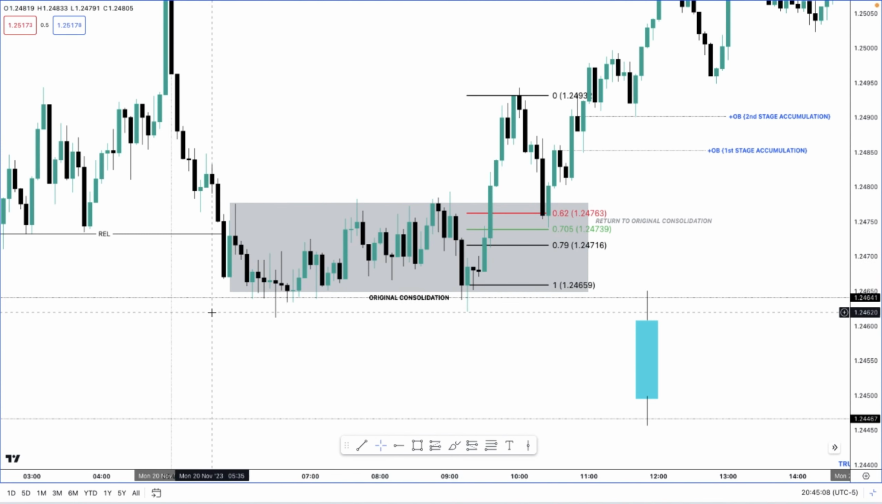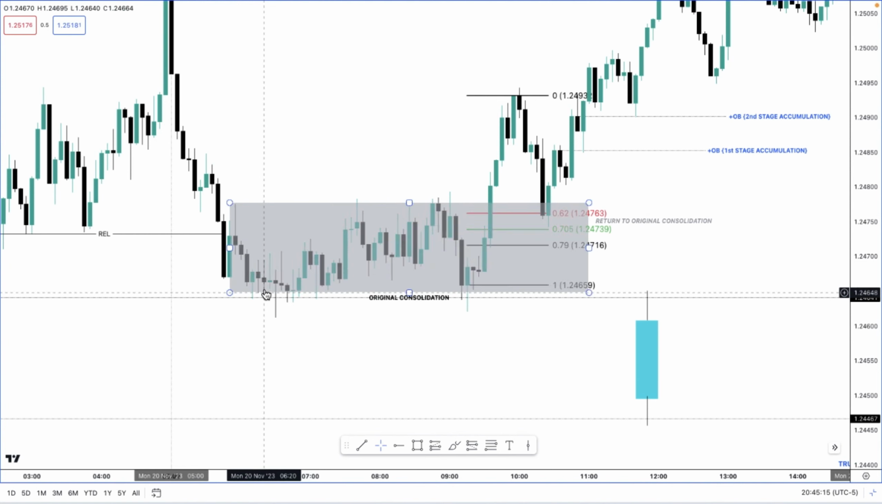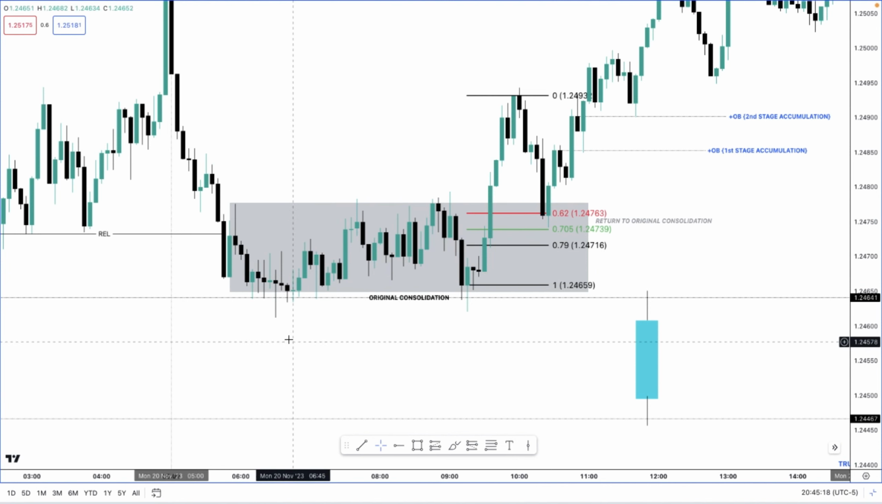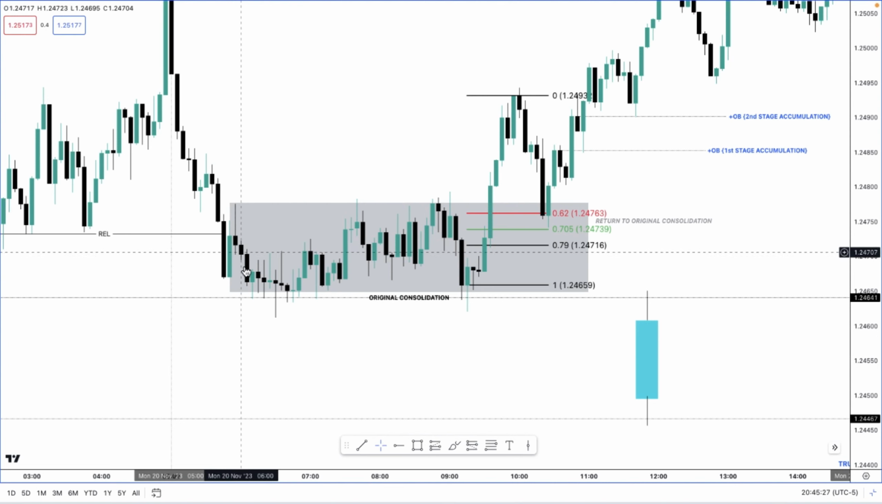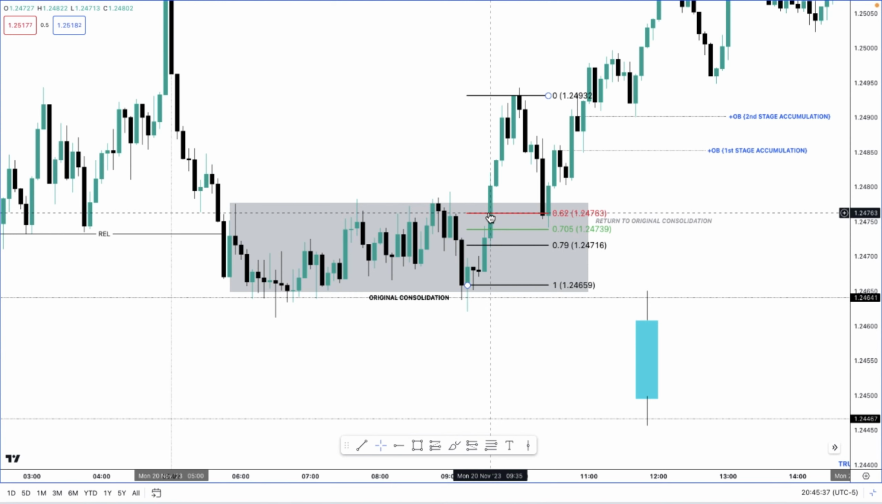Accumulation. This is a consolidation. As you can see, price is trapped between this high and this low. Literally, price is not moving anywhere above this high and this low. Can you notice that? The only time price traded above this high or this low was when price broke out or left this original consolidation.